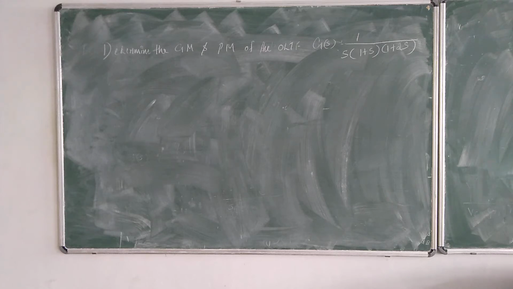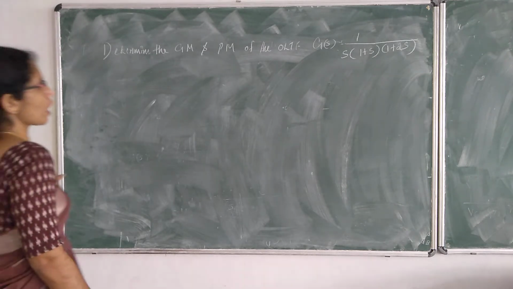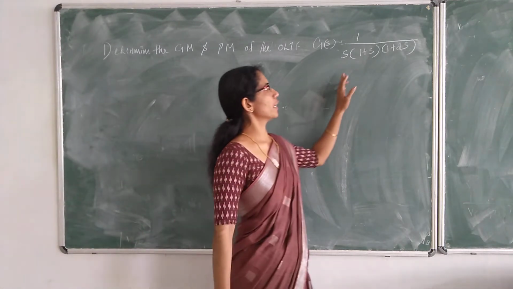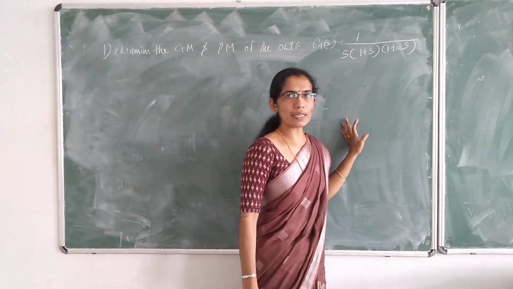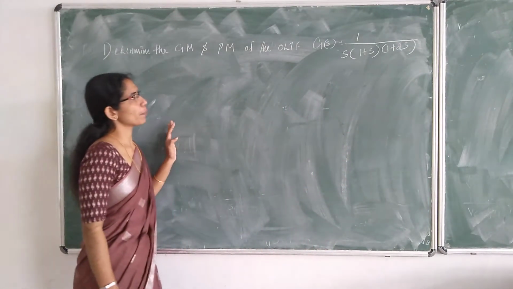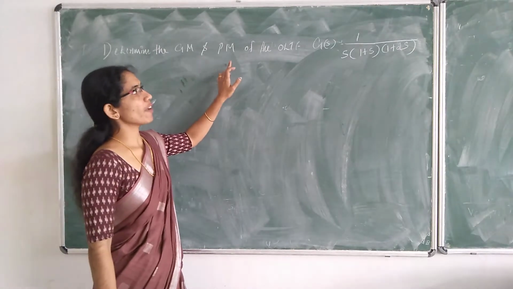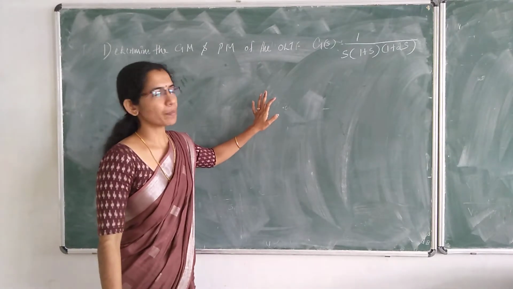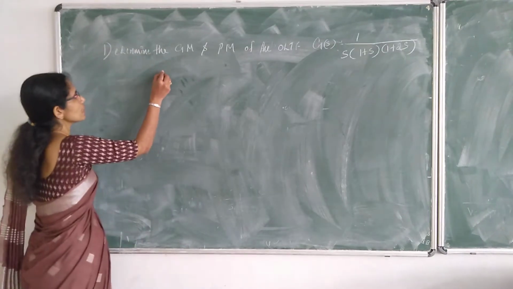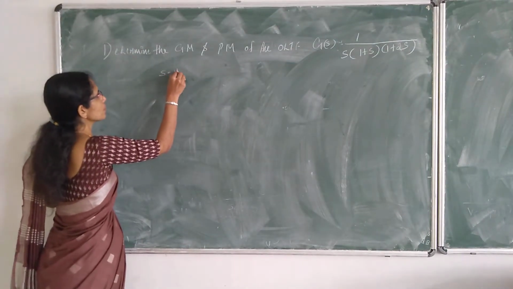Determine the gain margin and phase margin of the transfer function G(s) = 1 / (s(1+s)(1+2s)) using polar plot. So our aim is to find the gain margin and phase margin of the system using polar plot. So first substitute s equal to j omega.